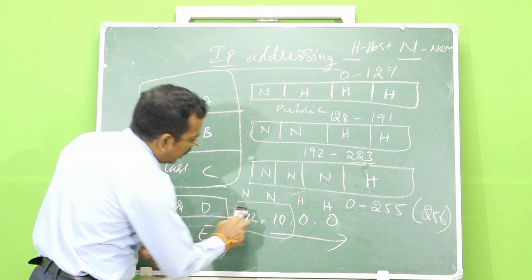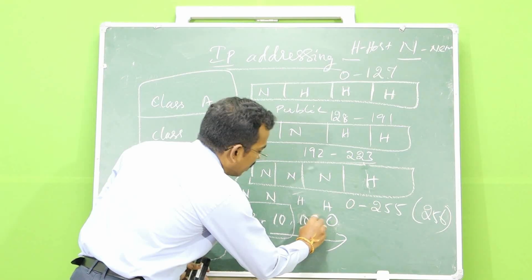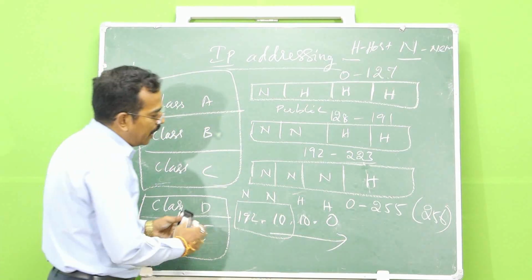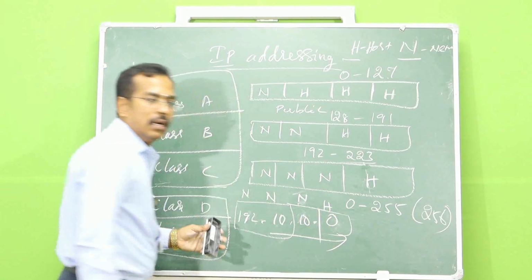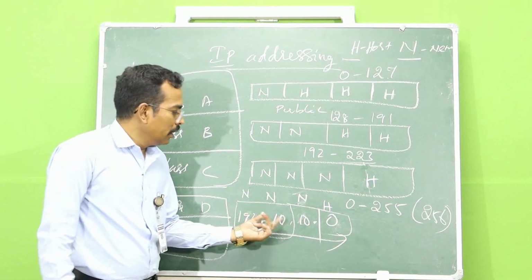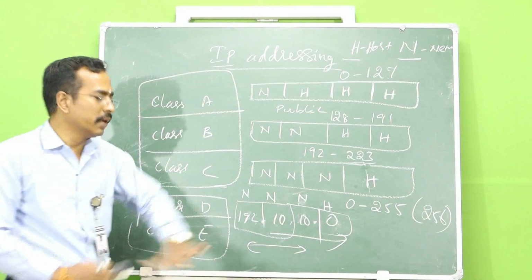So when I give 192.10.10 dot something, what does it mean? 3 8-bits are given for the network. Am I right? So we can't touch these 3 8-bits. They are given for the network.